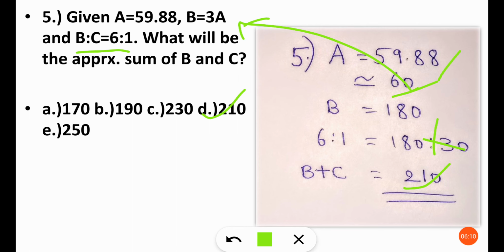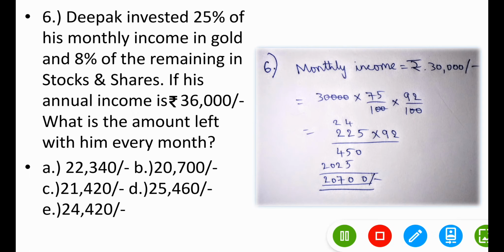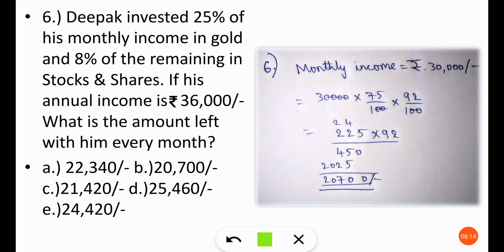Moving to the sixth question. Deepak invested 25% of his monthly income in gold and 8% of the remaining in stocks and shares. If his annual income is 36,000 rupees, what is the amount left with him every month? They have given the annual income and they asked to identify the remaining money every month. So we'll convert this annual income into monthly income. When we divide by 12, we get monthly income as 30,000 rupees.